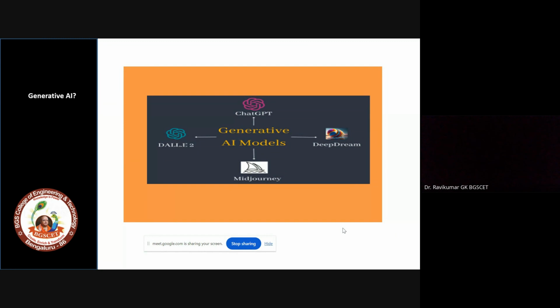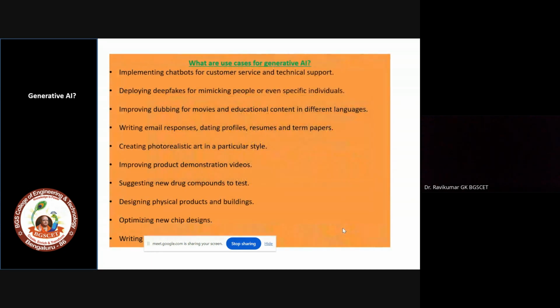So generative AI models are generally, as I told you in the previous slide, the most frequently used ones: DALL-E 2, ChatGPT, Deep Dream, and Midjourney. Most of us are using ChatGPT to make our life simpler, to generate the required data using generative AI. So let me take you through what use cases generative AI can support.